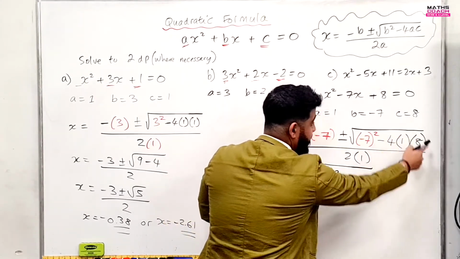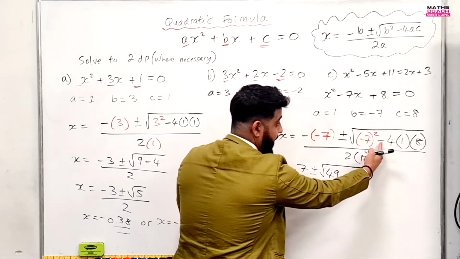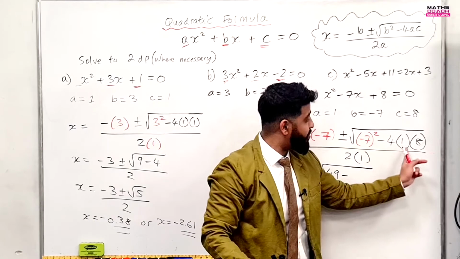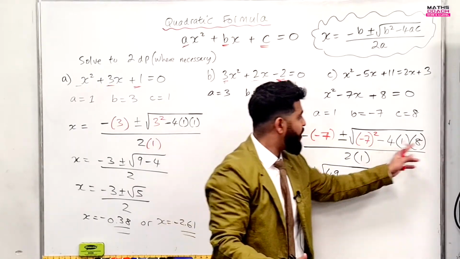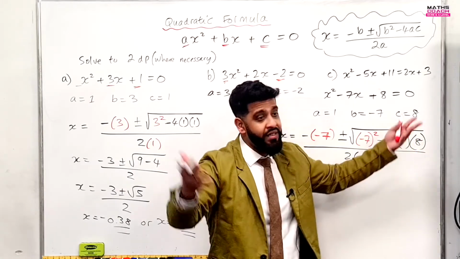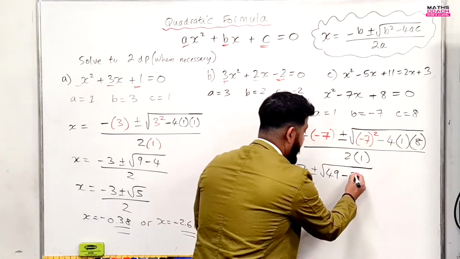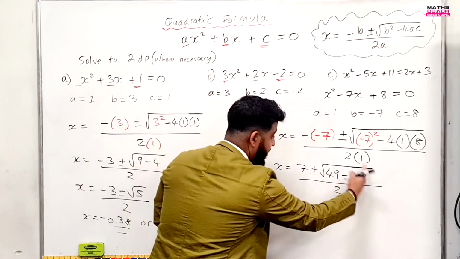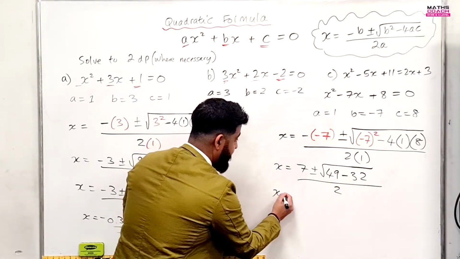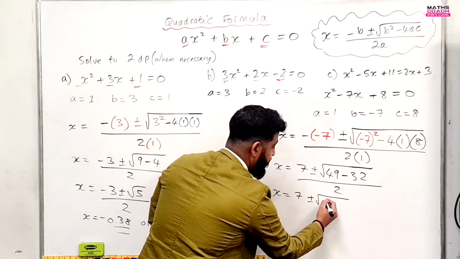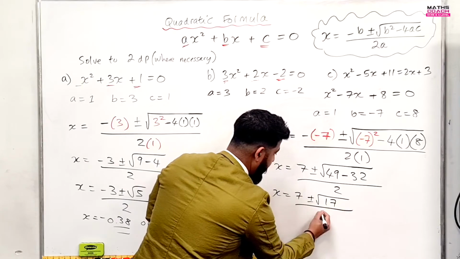Now, we have, what's the sign overall here? Minus. There's nothing else like in the previous one. So it's minus. Now, to do 4 times 1 times 8, you can use a calculator, of course. But 4 times 8 is 32. 32 times 1 is 32. Okay? So it's minus 32. And then 2 times 1 is 2. All right, so now to tidy this up, so we get x is equal to 7 plus or minus, and 49 minus 32 is 17, all over 2.